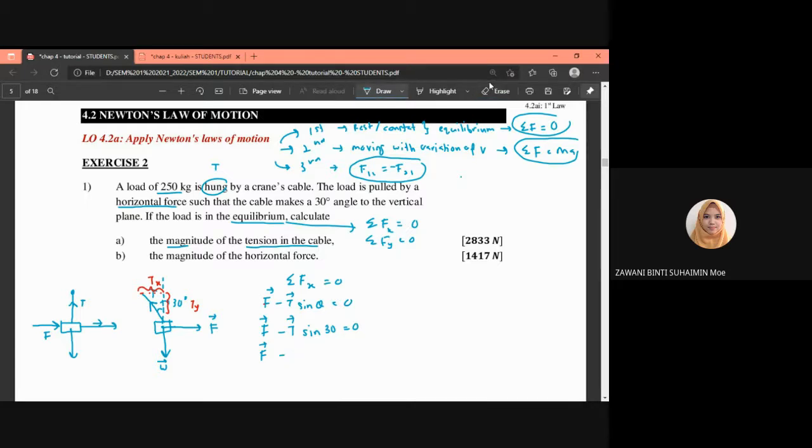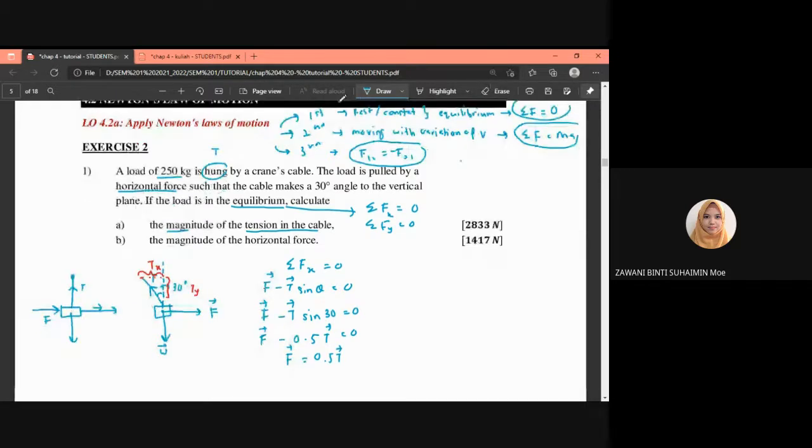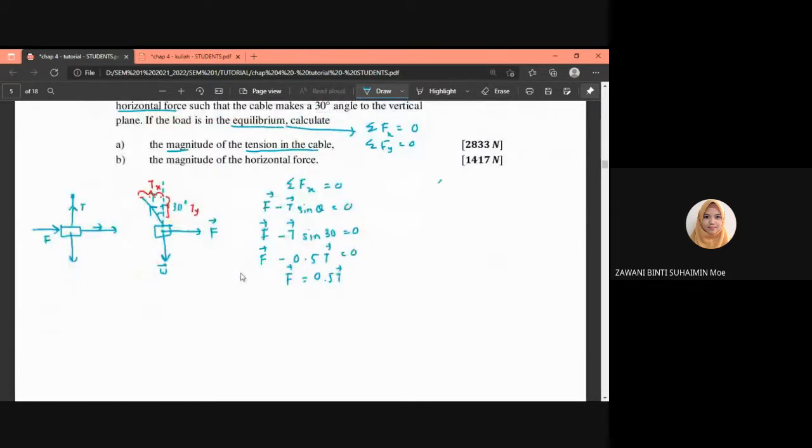Nanti dia memudahkan awak sikit. 0.5T, okay, it's equal to 0. So maksudnya force external tadi is equal to 0.5T. Okay, so settle part pertama. So part seterusnya, kita ada summation of Fy pula. Dah settle summation, so ini akan jadi equation pertama.